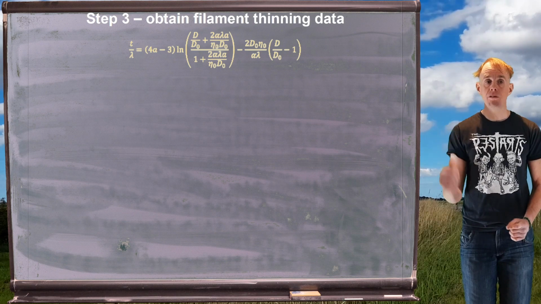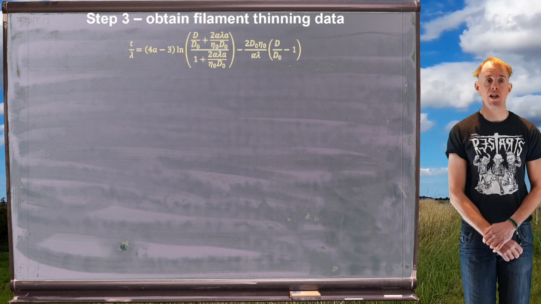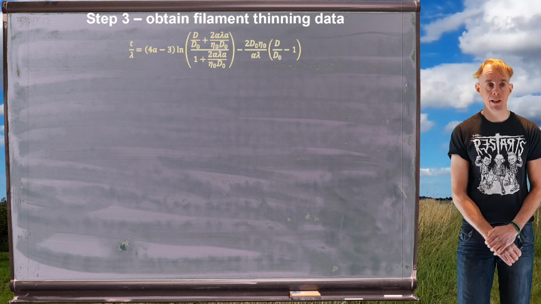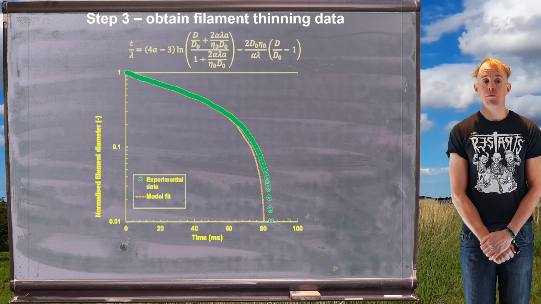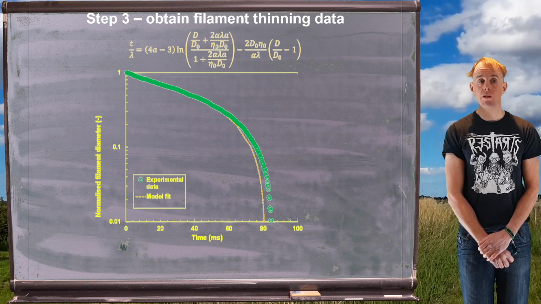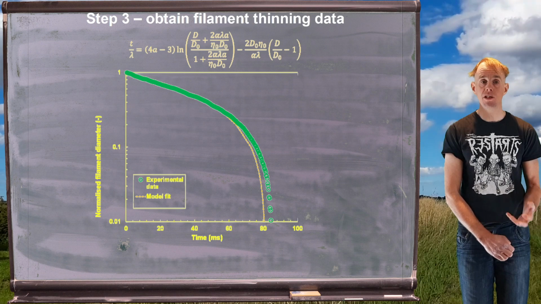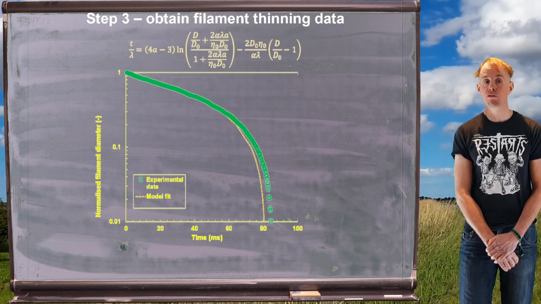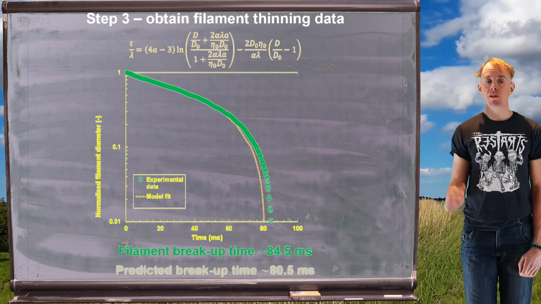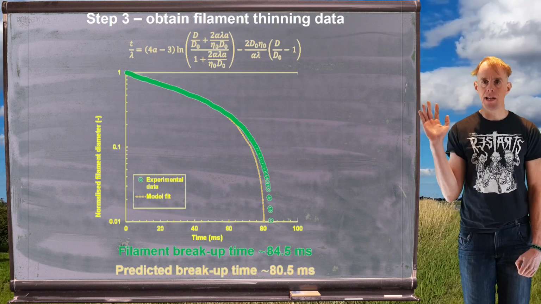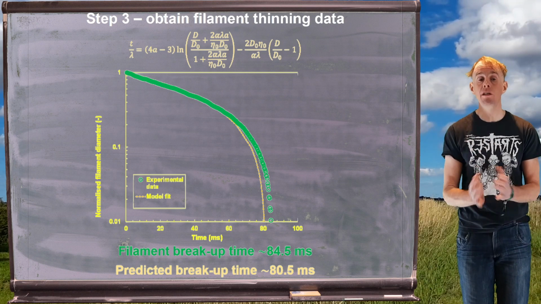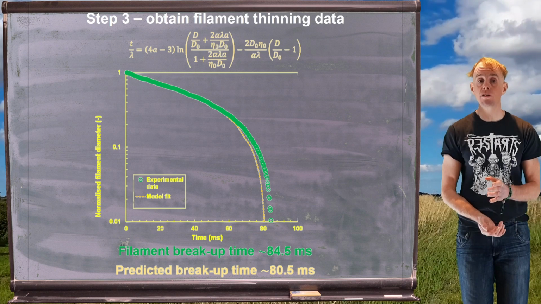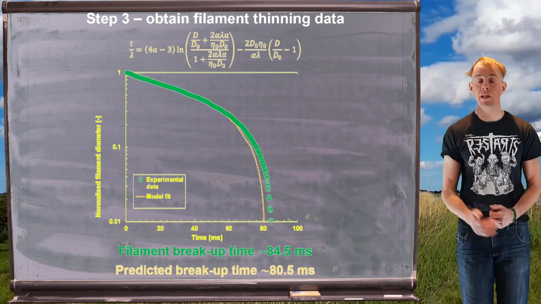The Giesekus parameters, the mobility parameter, the relaxation time, and the modulus are all the ones that I've already derived from steady shear experiments. And so there on the board is a prediction of the Giesekus model for filament thinning using the steady shear parameters. And what we can see, it's pretty close to the experimental data set that we've obtained. Now, given that we've only got one experimental data set here, and there does tend to be variation in these filament thinning experiments between data sets, we have probably got a very good description now of this filament thinning behaviour.